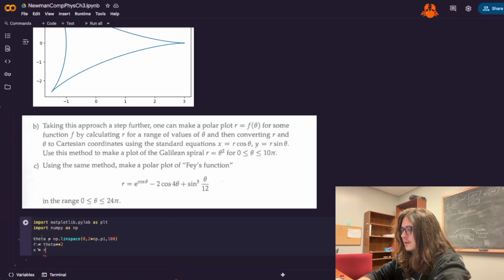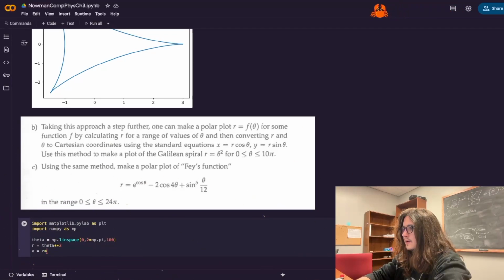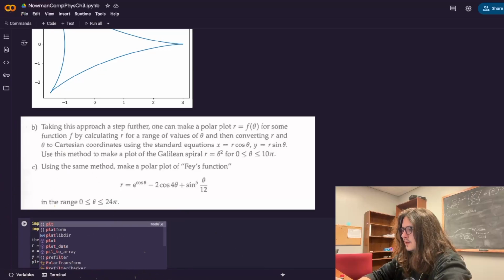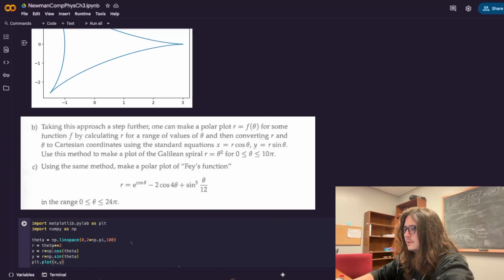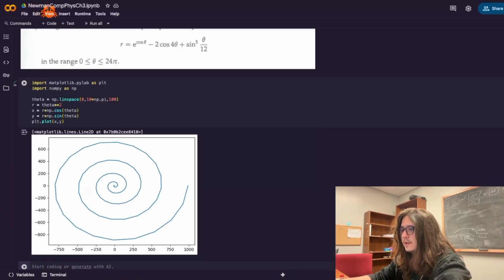and then convert r and theta into x and y, so x equals r times cosine theta and y equals r times sine theta, and then just plot x versus y. I think this should be pretty straightforward, and then make sure we have it going from 0 to 10 pi as well. Let's give that a run.